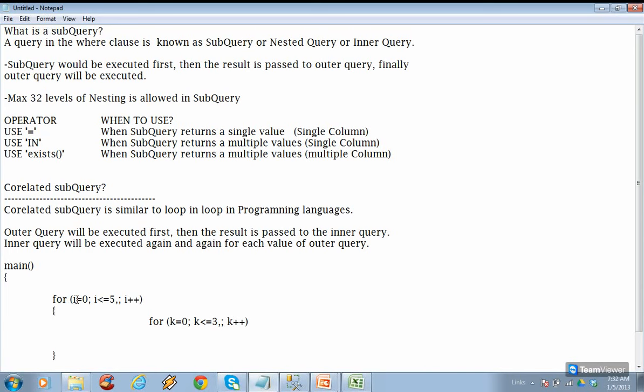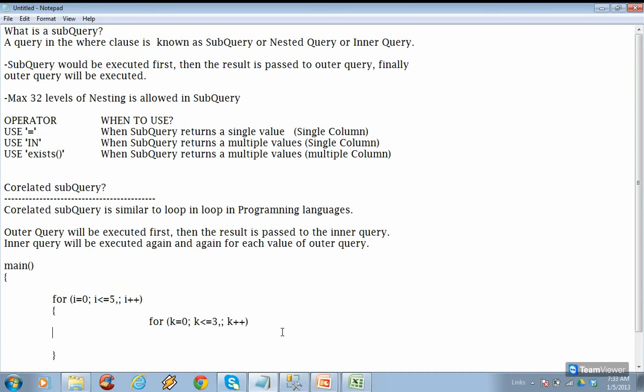Now I equals 0. When I equals 0, the loop will jump to k equals 0. K will repeat the loop 3 times. Once the 3 times are over, the outer loop will go for the second value, I equals 1. Then you will get 1, then 2, then 3, then 4, then 5, then execution stops. So this is the loop in a loop concept. You get a single value from the outer loop, and it is passed to the inner loop. Again it goes to the outer loop, which passes another value. Now, this is similar to that.